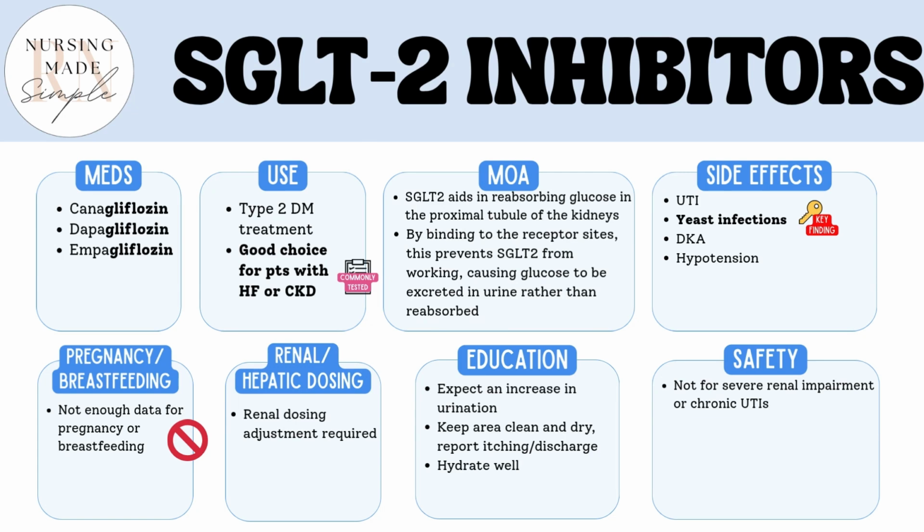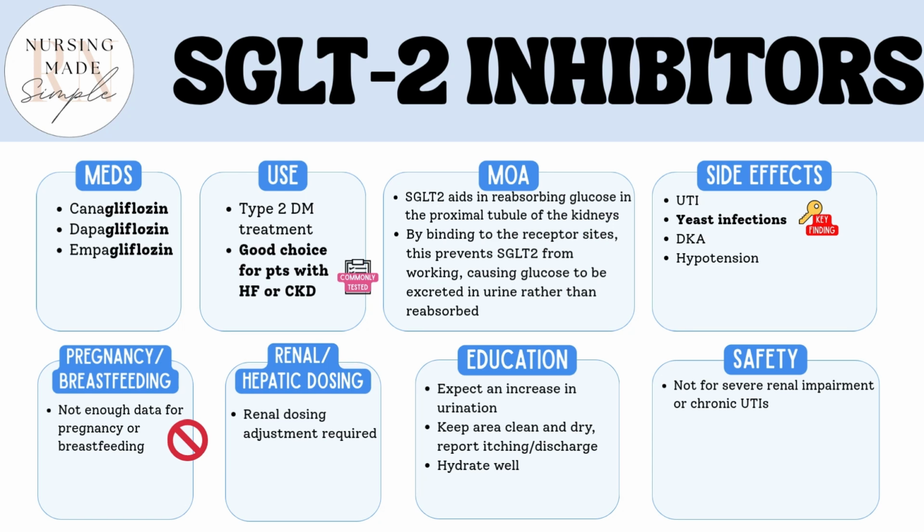All right, moving on to SGLT2 inhibitors. These are the gliflozin medications. They are used for type 2 diabetes treatment, and they're a great choice for patients with either heart failure or chronic kidney disease. So that's commonly tested because these are a really great choice for a certain comorbidity, and I bet you would be likely to see a question similar to this on your exam.